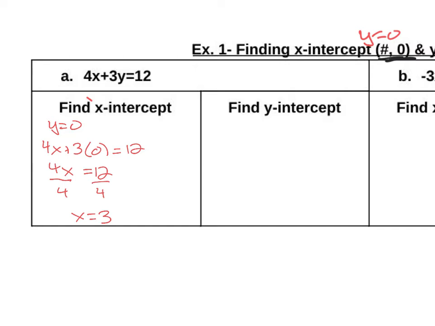So a lot of times with x equals 3, we also want to rewrite that as a point on our graph. So that takes the point (3, 0).